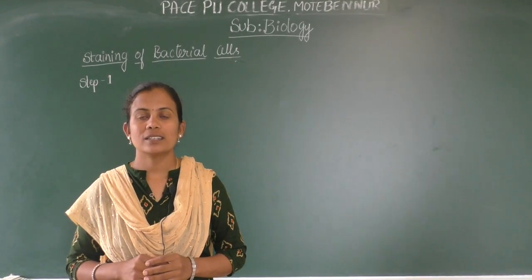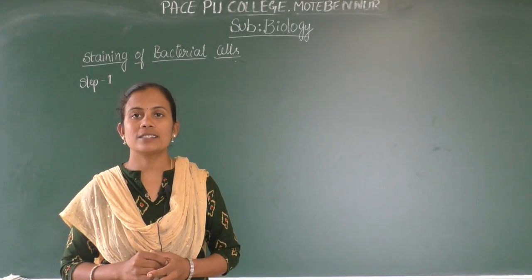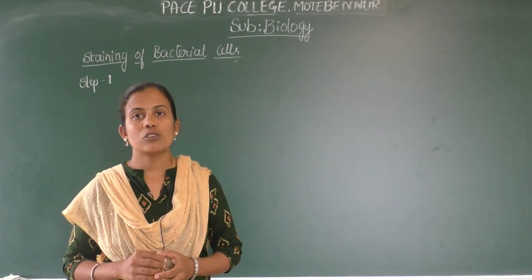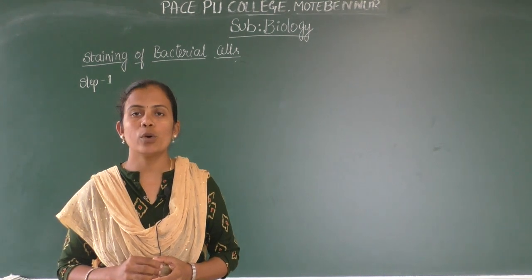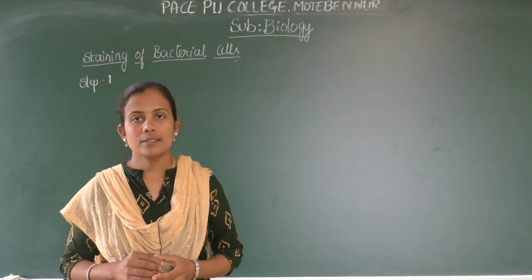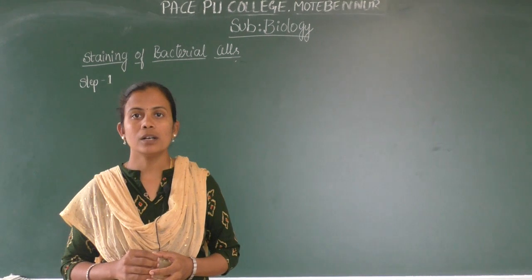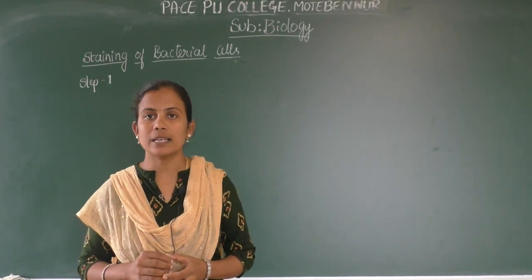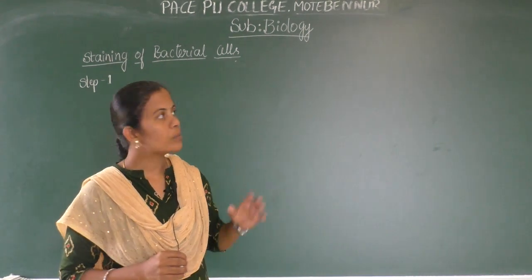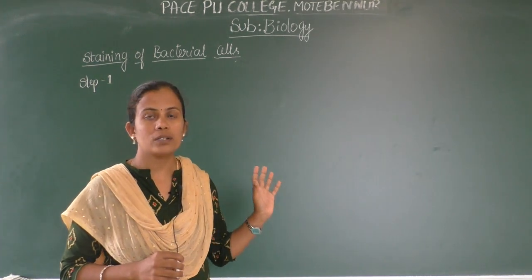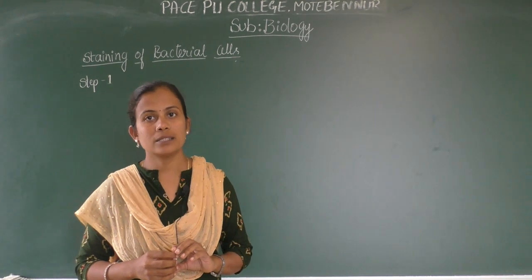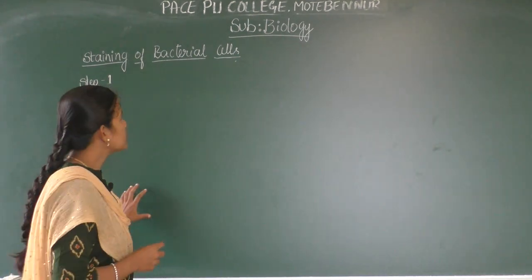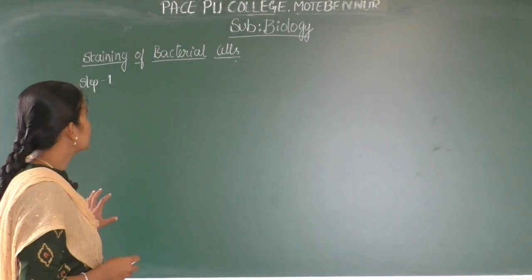Hi dear students, in the previous session we discussed the classification of bacteria and the mode of nutrition, on the basis of mode of nutrition. In this session we will discuss the staining of bacterial cells and also some other concepts which are required to understand the nature and ultrastructure of a bacterial cell. Okay, we'll start with the first one, staining of bacterial cells.